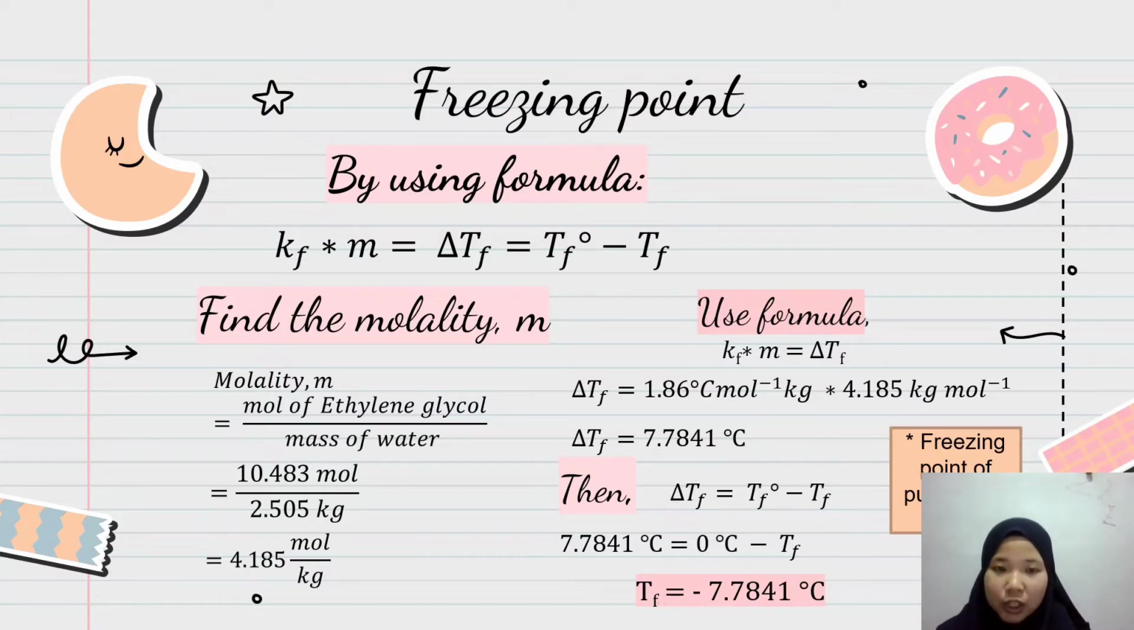After that, we can use the other part of the formula, which is the Tf. The delta Tf equals Tf naught minus Tf, and there is a note that the Tf naught, which is actually the freezing point of the pure water, is 0 degrees Celsius. Therefore, we can get the final freezing point, which is negative 7.7841 degrees Celsius.